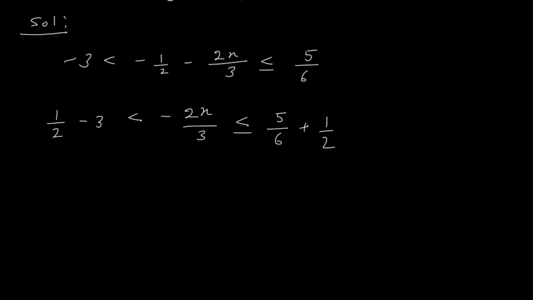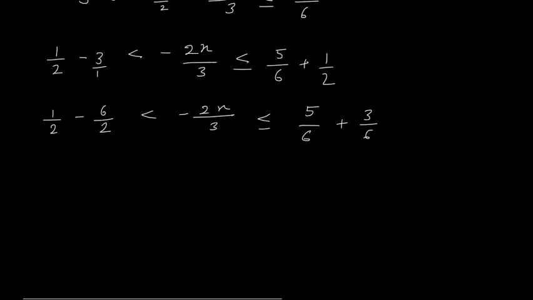Now here when I add 1 by 2, this 1 by 2 minus 1 by 2 will cancel, and here I have added 1 by 2. So I have added 1 by 2 throughout. Now here you will make your denominator same. So here it is 1 by 2 minus, this will become 6 by 2, less than minus 2x upon 3, and this is less than or equal to, now here I will multiply this 1 by 2 by 3. So it is 5 by 6 plus, this will be 3 by 6.